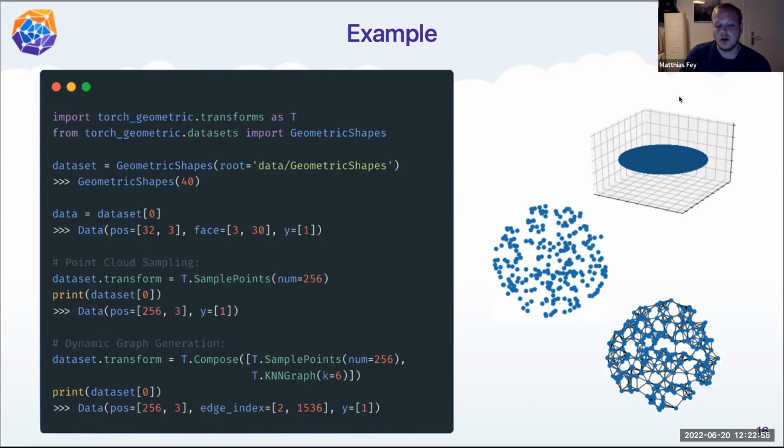You can even compose transformations using the compose transform class, where you can say we first want to sample points, and after that we want to create a graph out of that, which just connects the k nearest neighbors of each point. And so when you do that, you will see that you get an additional attribute inside your data object, which is called edge index, and that has the shape of 2 times the number of nodes times the number of neighbors we requested for each node.